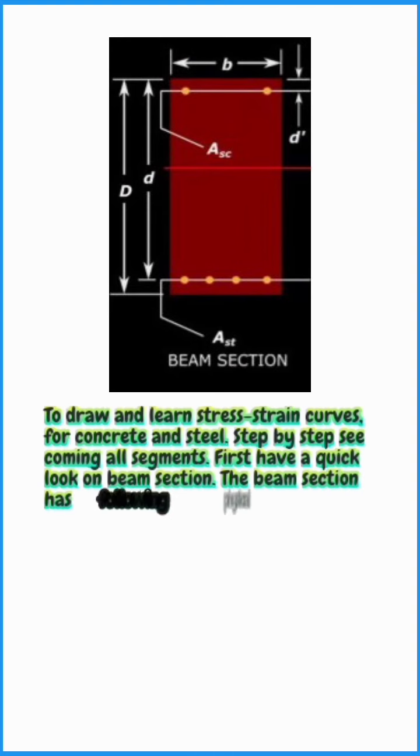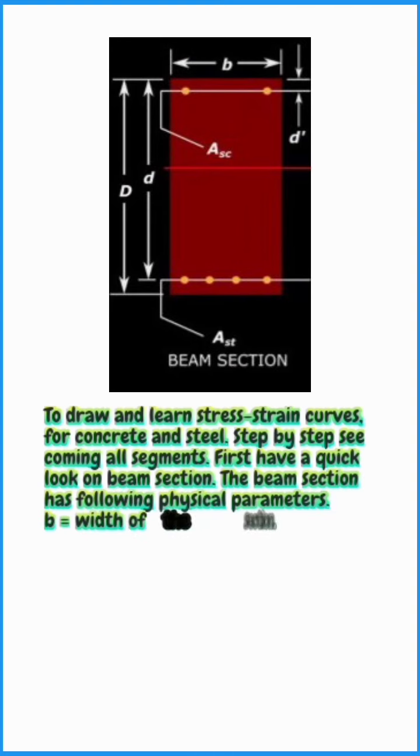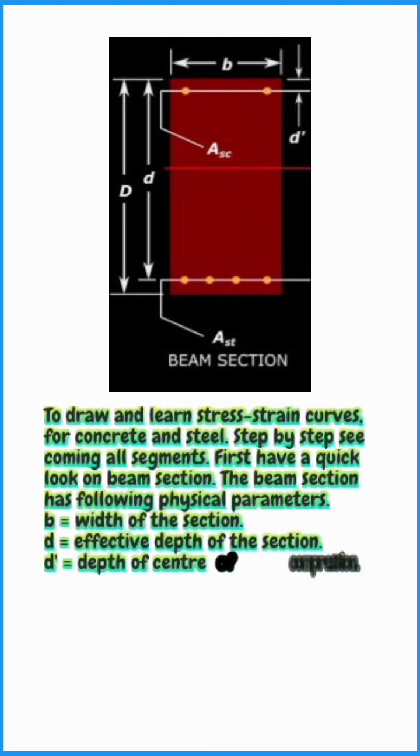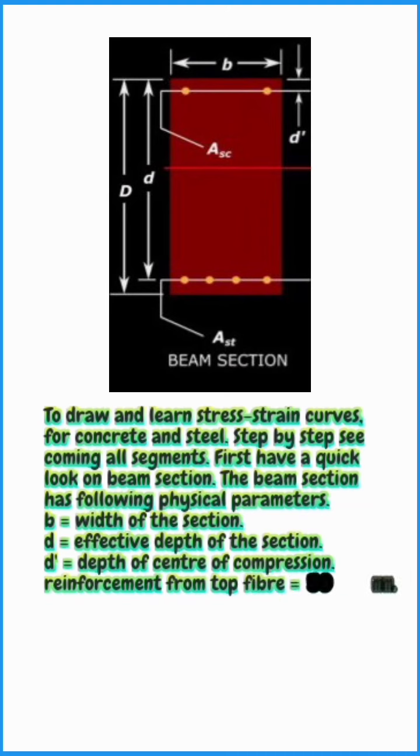B equals width of the section. D equals effective depth of the section. D dash equals depth of center of compression reinforcement from top fiber equals 50 millimeters. D equals total depth of the section.